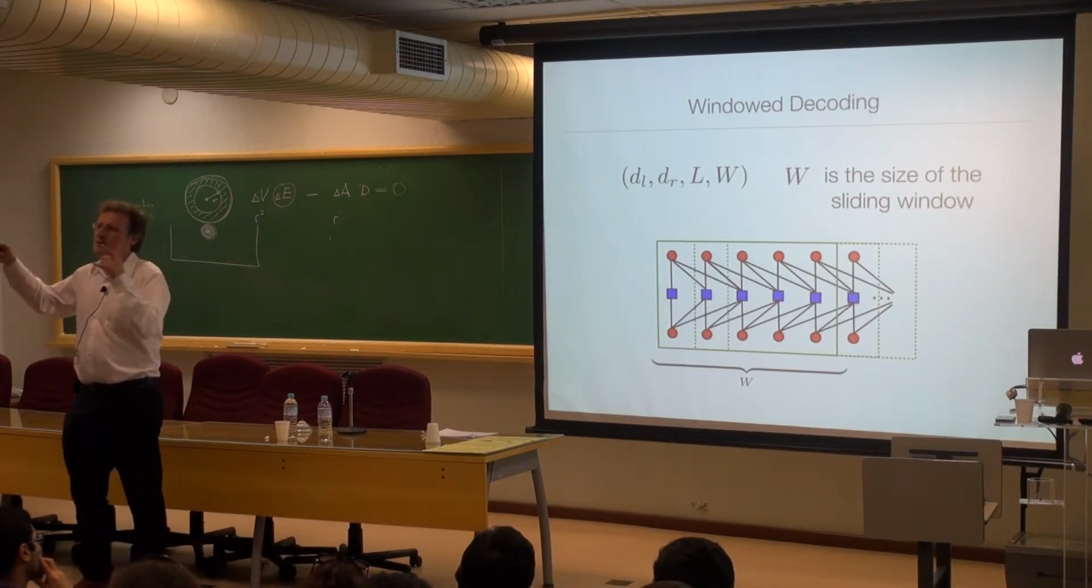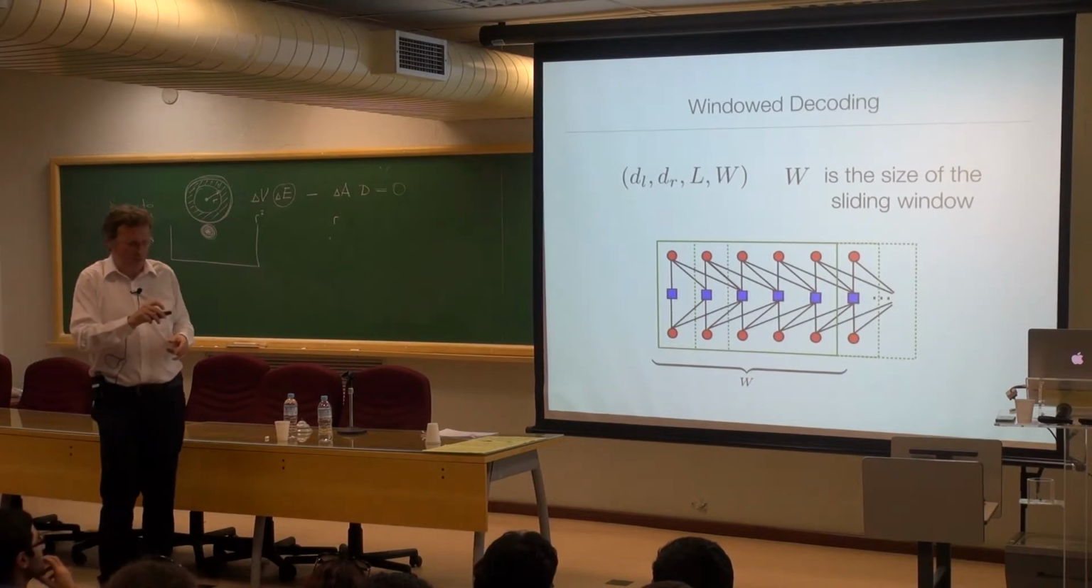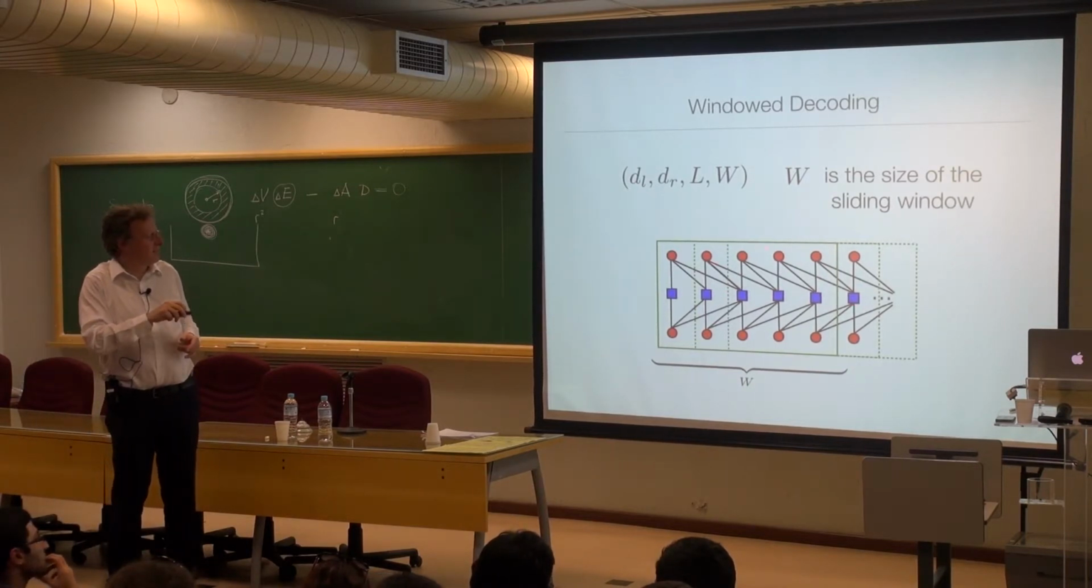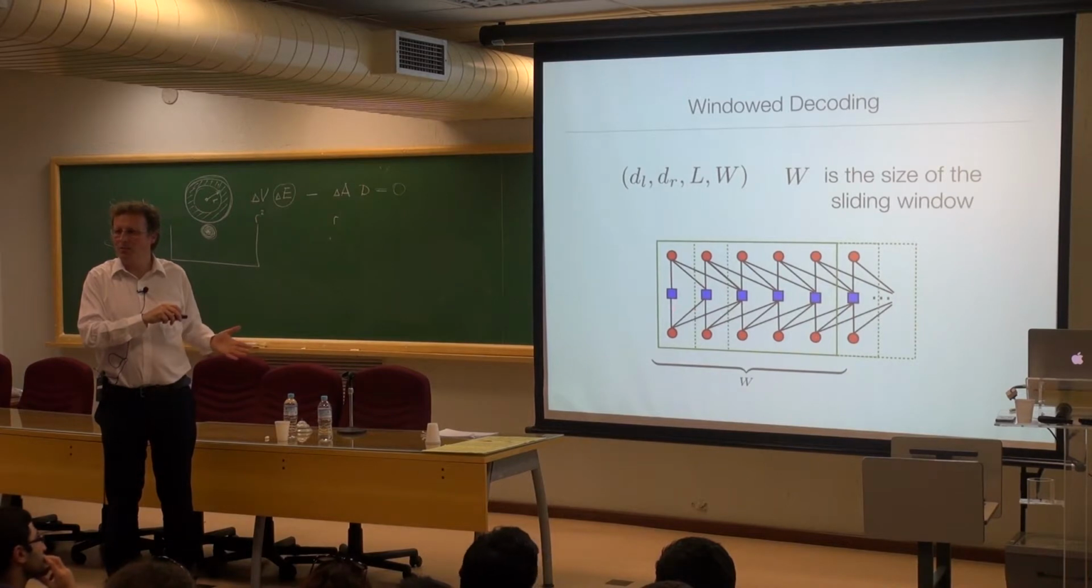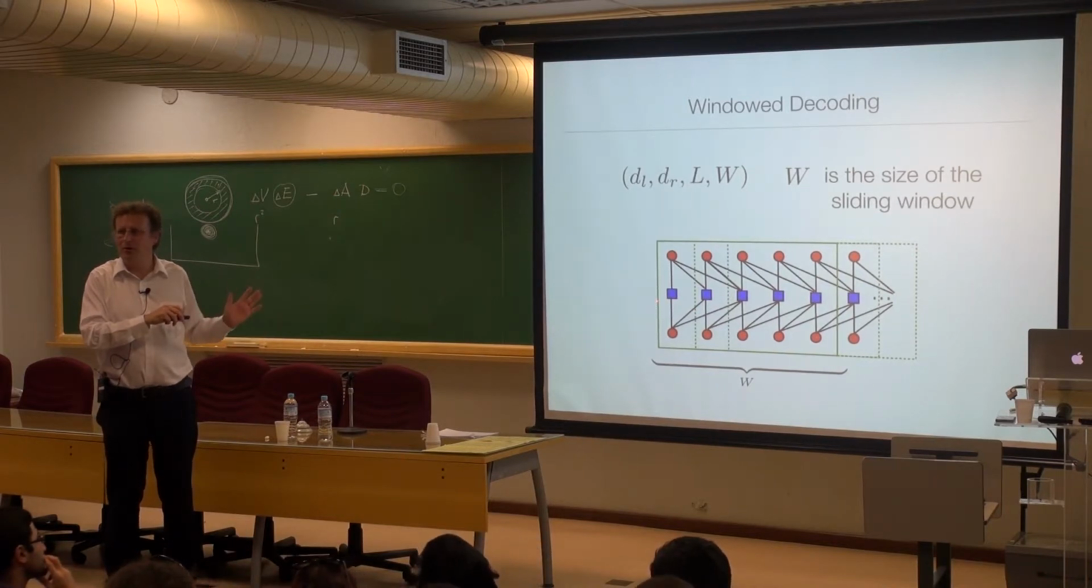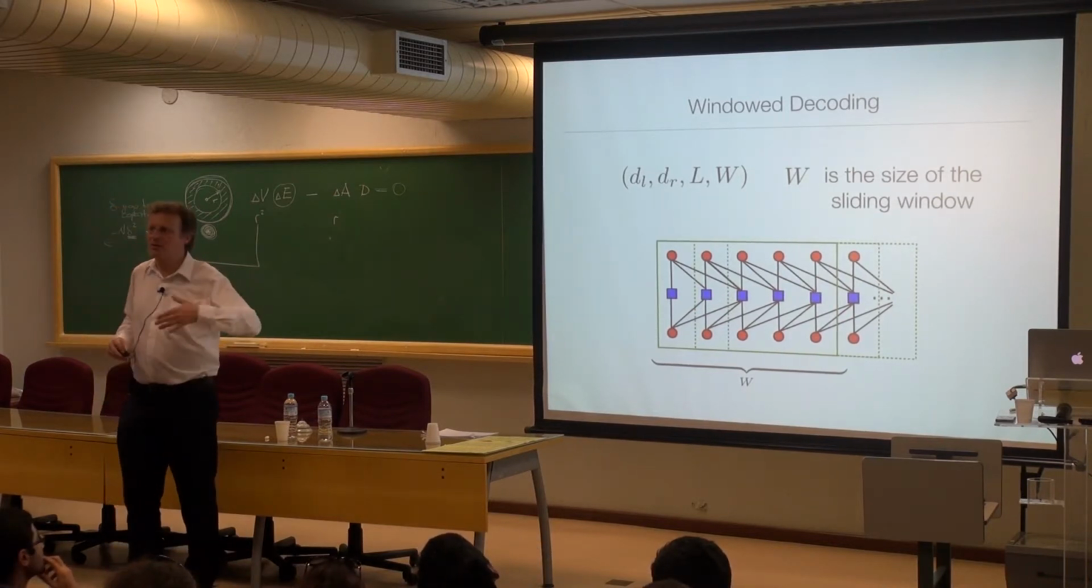Do 10 iterations, move over 1 position, and then what will happen is there will always be 1 new position that moves in and 1 position that moves out. The one that moves out better be decoded at that point. I'm no longer going to work on it. And the new one, it will just get started.